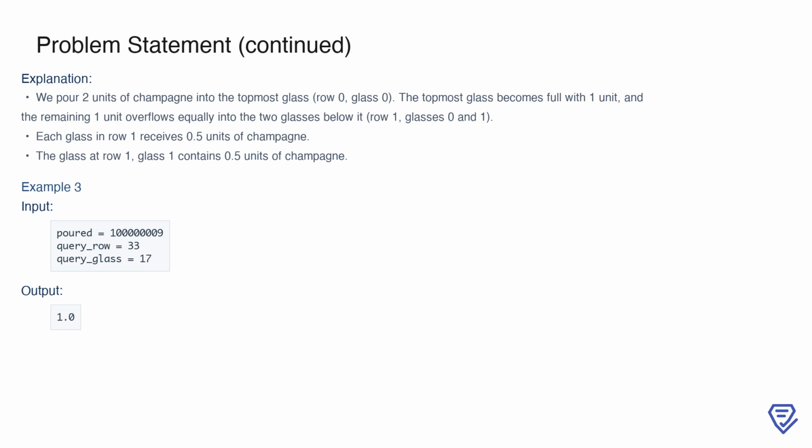Now, consider the second example where we pour 2 units of champagne into the topmost glass. Here, the topmost glass becomes full with 1 unit, and the remaining 1 unit overflows evenly into the 2 glasses directly below it. This means each glass in the second row receives 0.5 units of champagne. For the glass at row 1, position 1, the amount of champagne is 0.5 units. Thus, the output is 0.5.